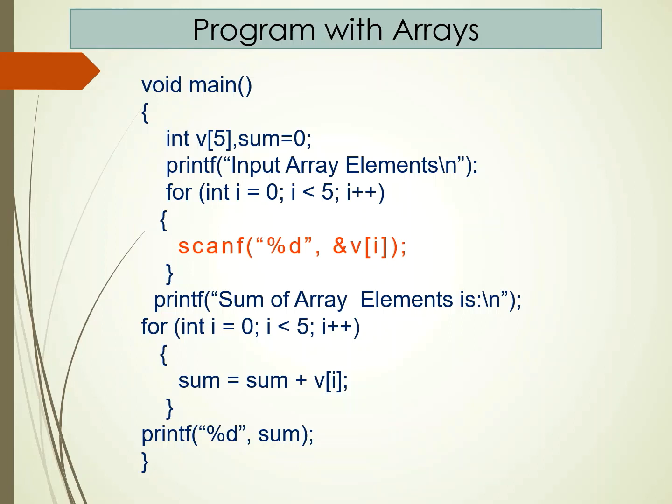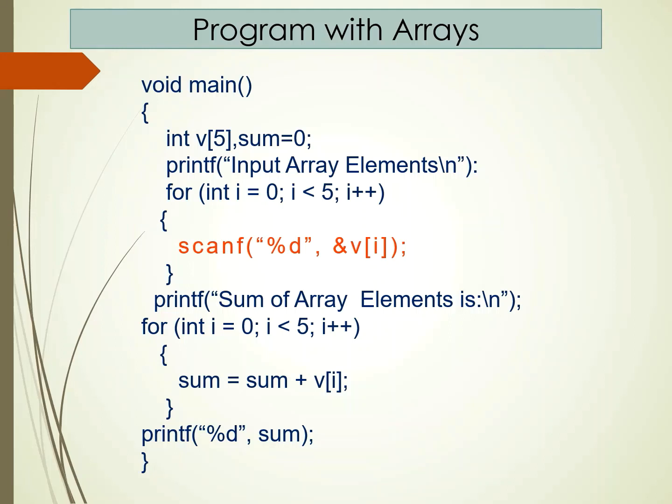Assuming that the current value is equal to 4, in the next repetition I plus plus makes the I value equal to 4. So this time the data input will go into the location v4. So the for loop mechanism and a scanf statement will accept all the input values and will safely store the values in the corresponding locations.